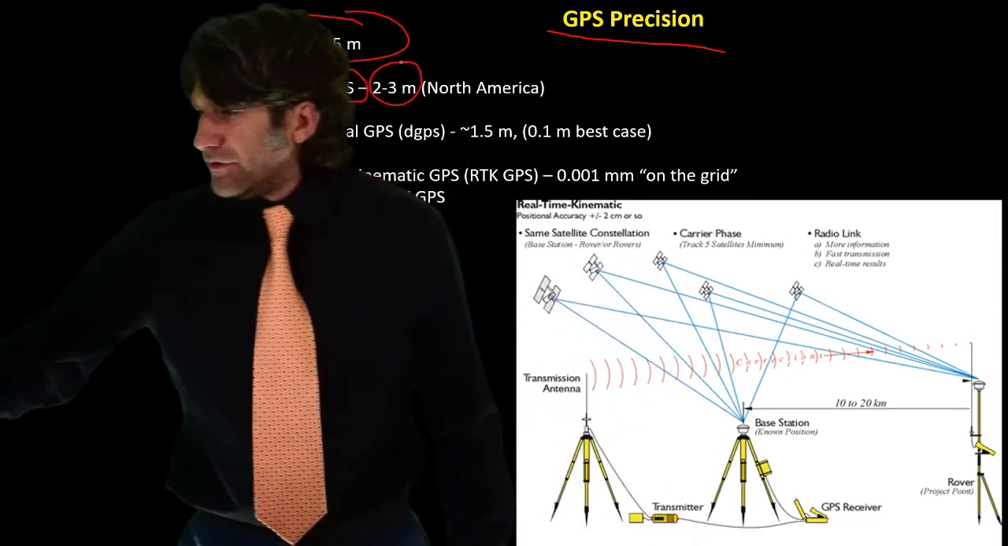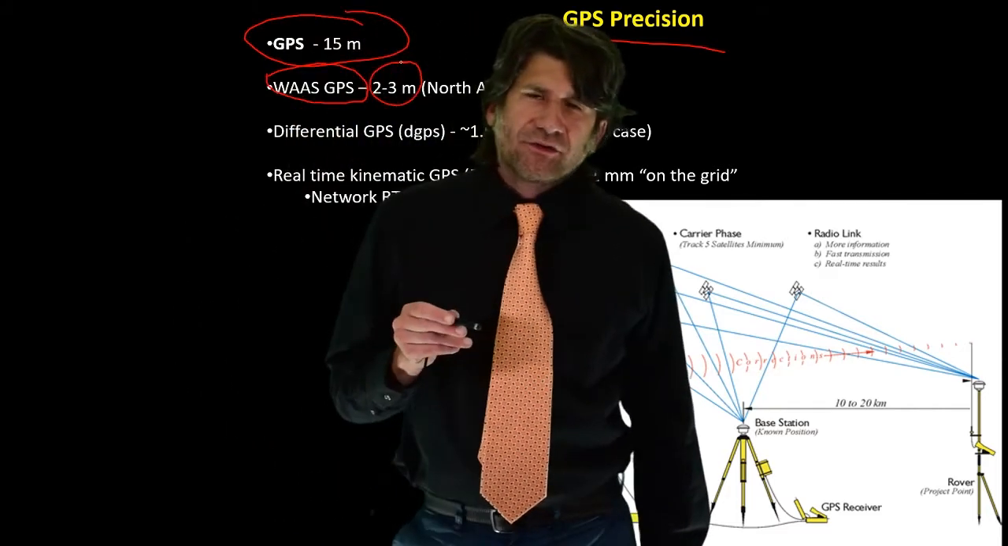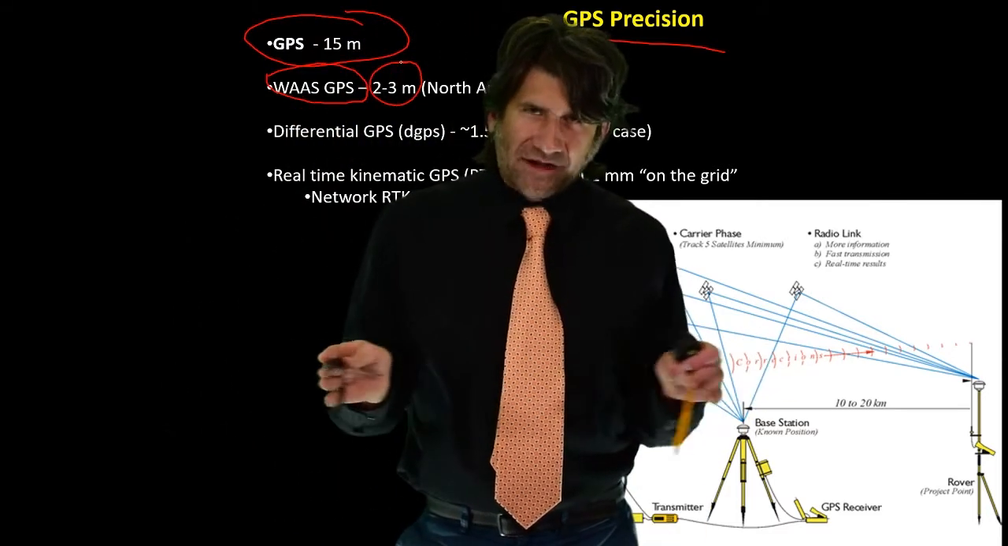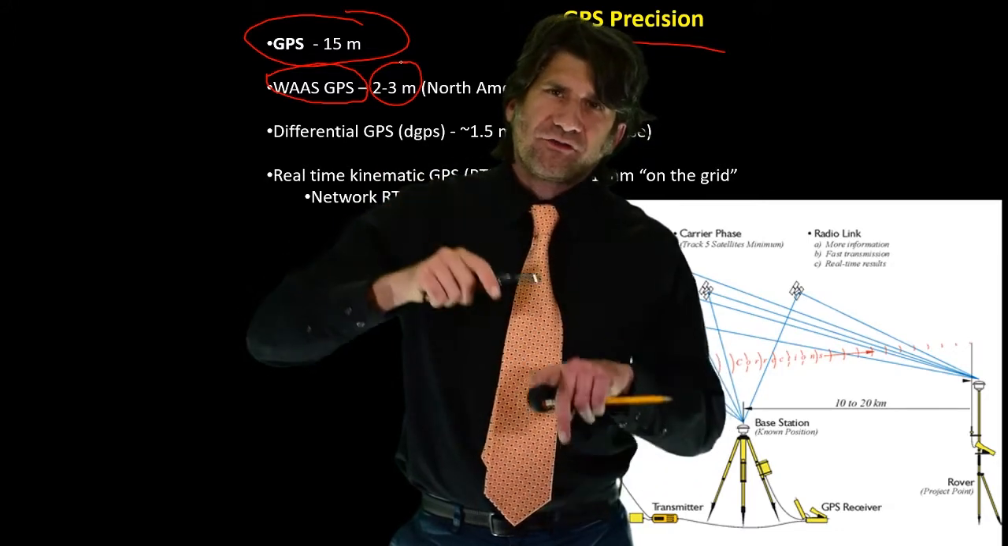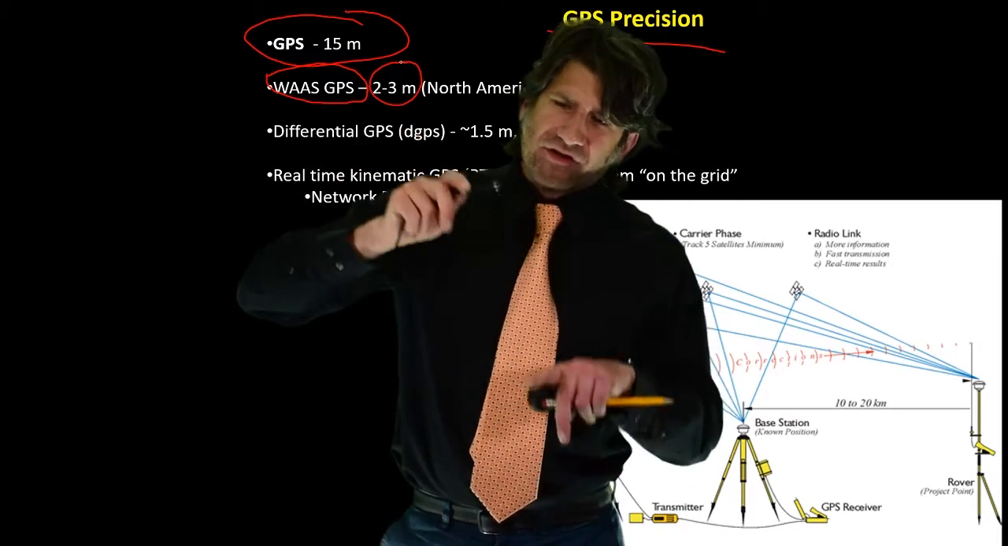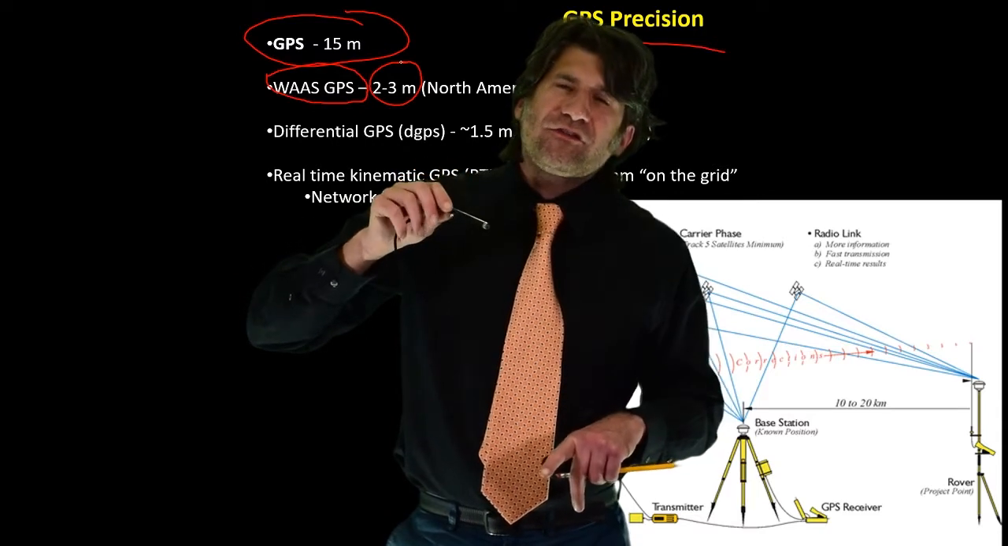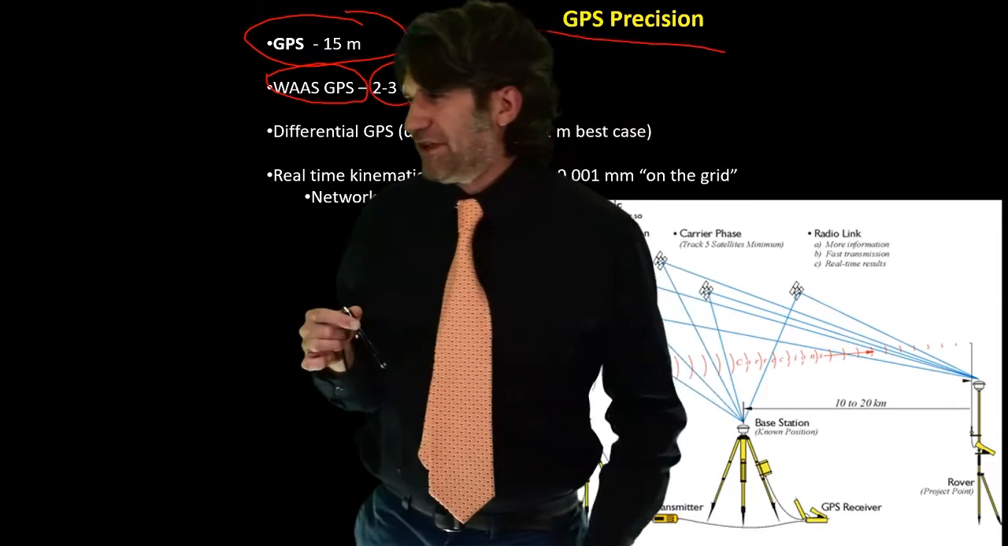Now, this says 2 to 3 meters. That accuracy really only stands for your X and Y. If you're talking about the elevation, those can be off even more. It's very difficult for your GPS satellites to get that Z value. And so your elevation could still be off tens of meters.